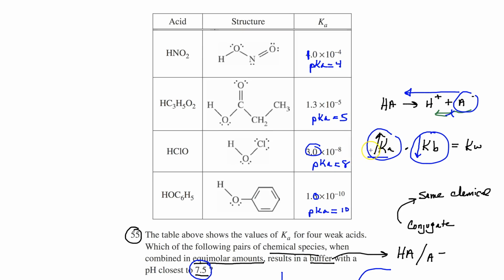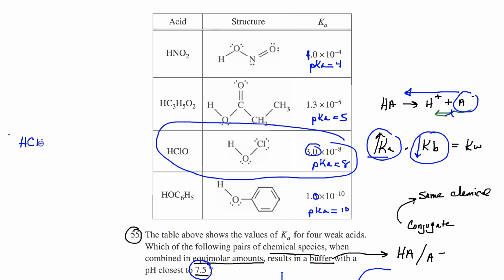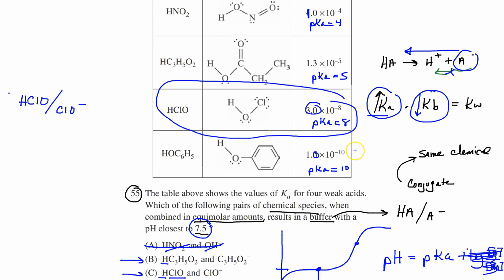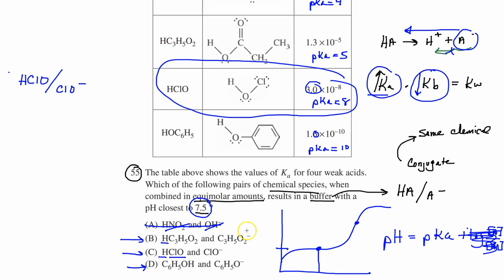Which one is closest to 7.5? There it is. And I would need this weak acid, conjugate acid, with its conjugate base, because they don't react with each other. And of course that is choice C. 55 is C. On to 56.